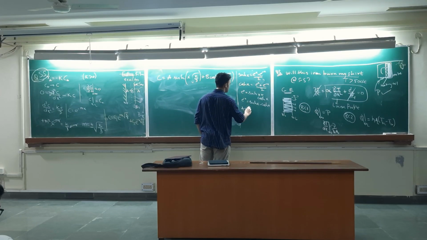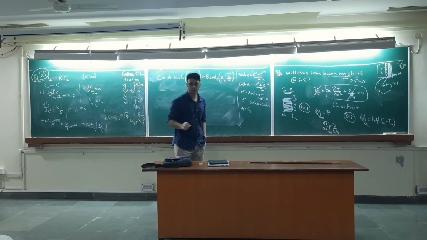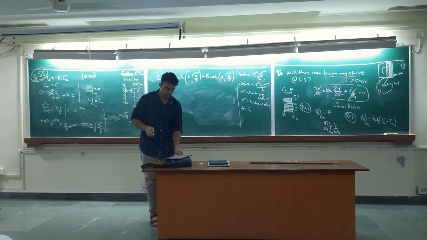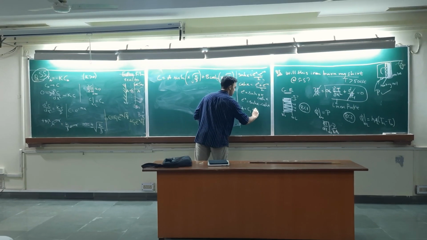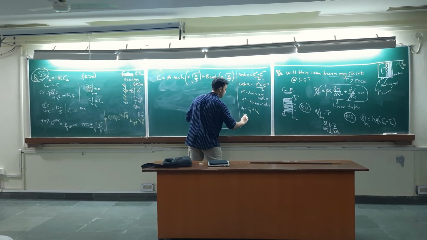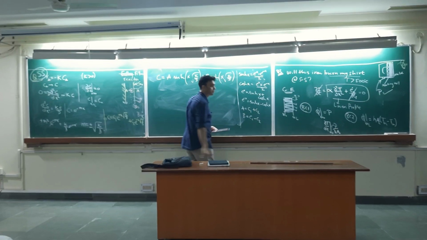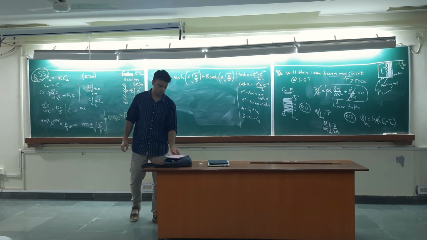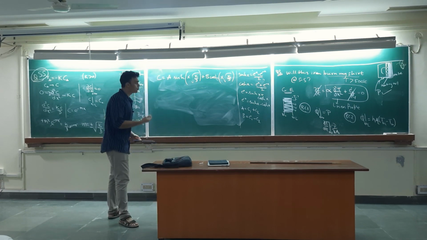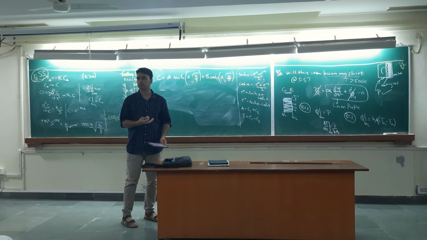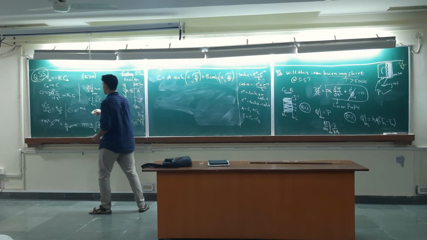A is equal to some combination of C1, C2. So I've shuffled them around, and I think A is C1 plus C2 and B is C1 minus C2. Okay, now what do we do? Apply boundary conditions to get A and B. So what is the boundary condition?